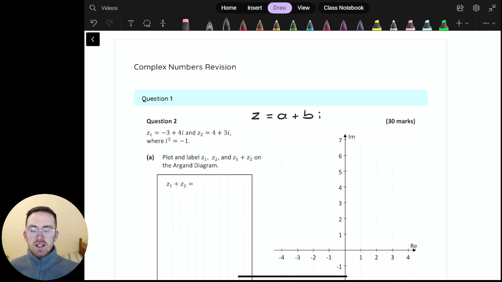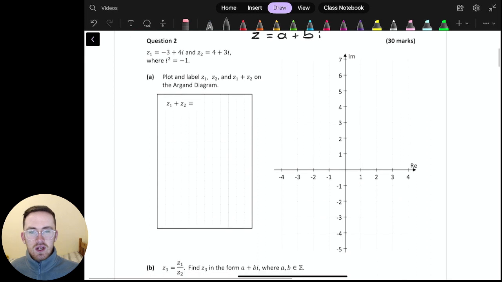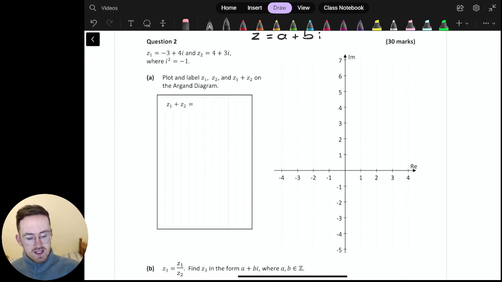So Z1 is minus 3 plus 4i, Z2 is 4 plus 3i, and i squared is equal to minus 1. Okay, that's the key part with complex numbers. First of all, we have to plot and label Z1, Z2, and Z1 plus Z2. So let's start with Z1.